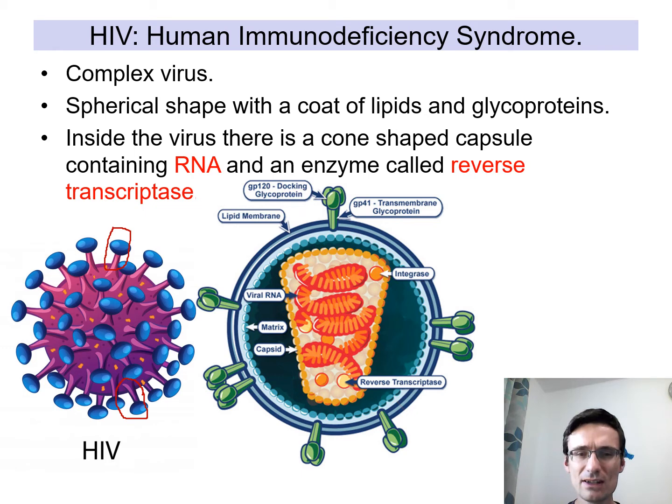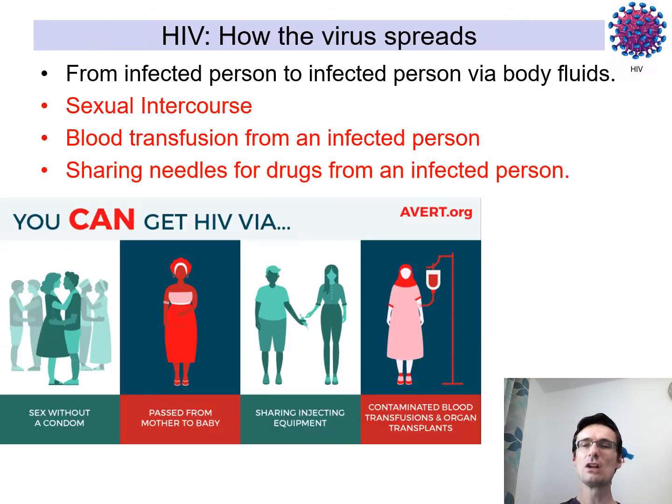So if we have a look at this structure here, you can see overall there is a lipid membrane, with glycoproteins obviously on the outside. We've got the RNA on the inside, and as I said, that is all in a capsid, which will most likely be made of proteins and similar material on the inside.